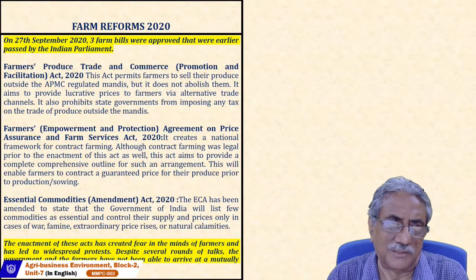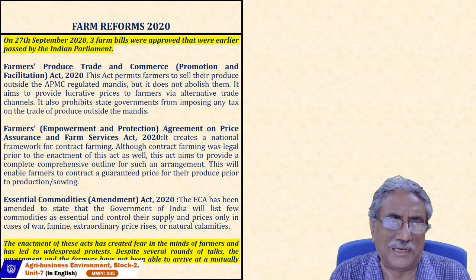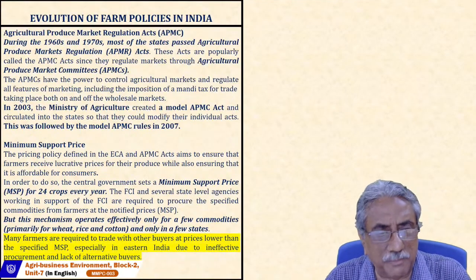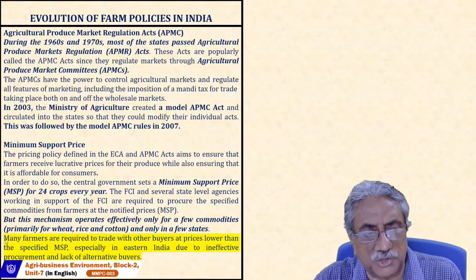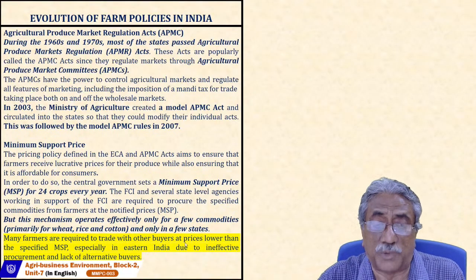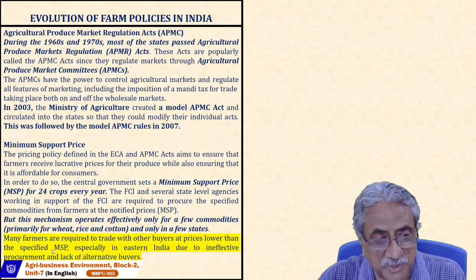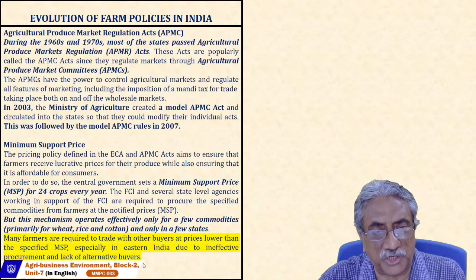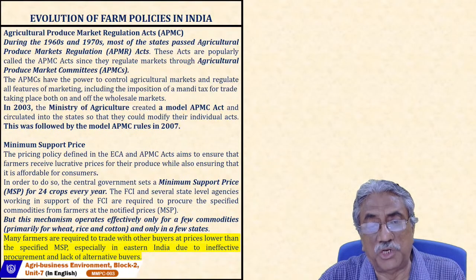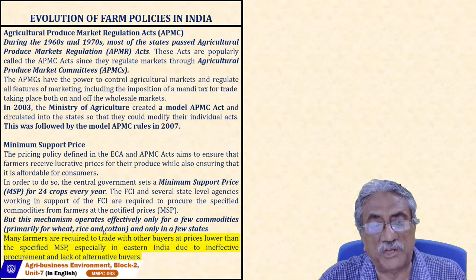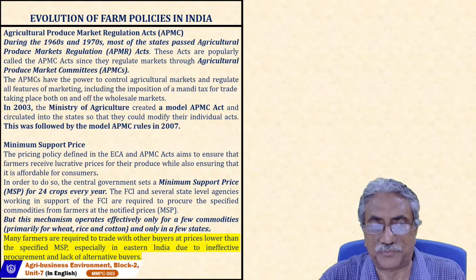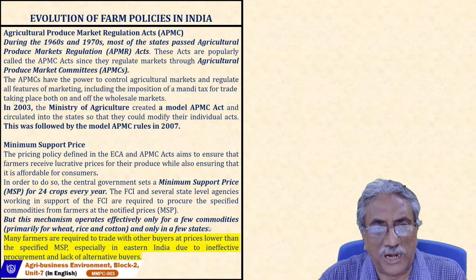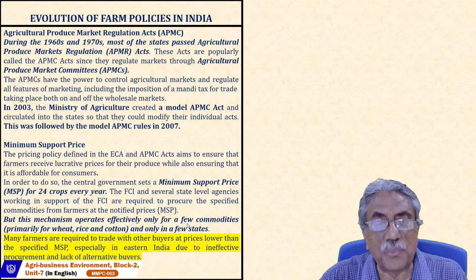Try to understand this. Earlier, what was happening is that, as I told you earlier, many farmers are required to trade with other buyers at prices lower than the specified MSP, especially in Eastern India due to ineffective procurement and lack of alternate buyers. Number one. Number two, this mechanism operates effectively only for a few commodities, primarily wheat, rice, cotton, and only in few states. So, one is you have to sell it in mandi. Outside you cannot sell technically.